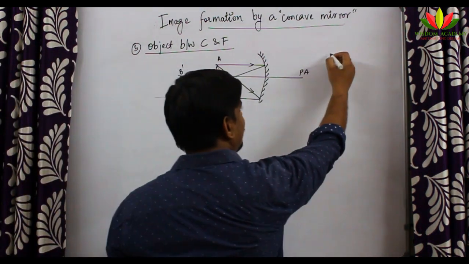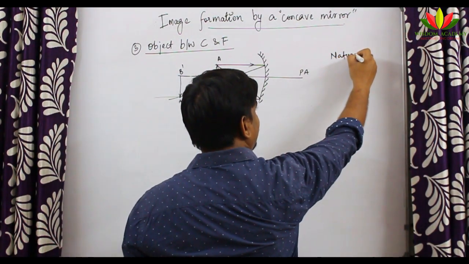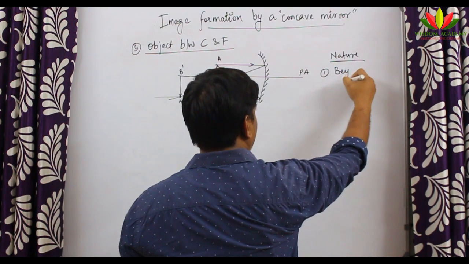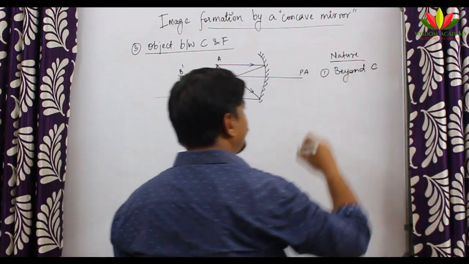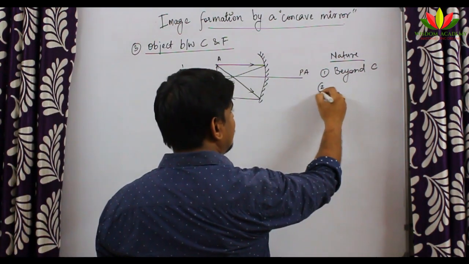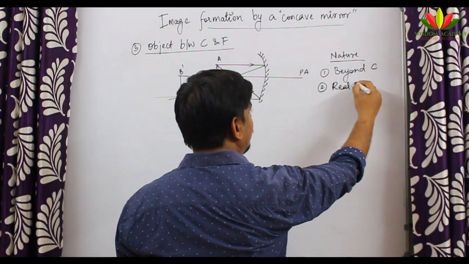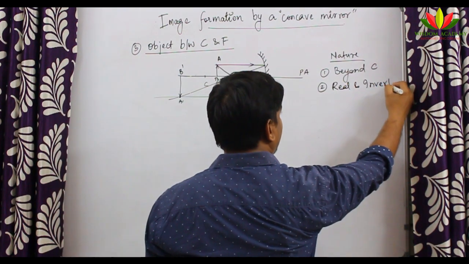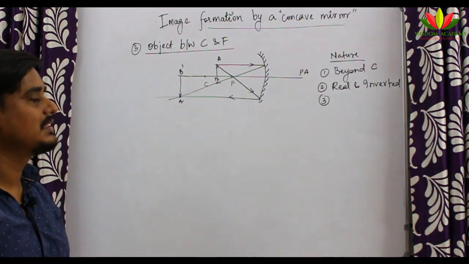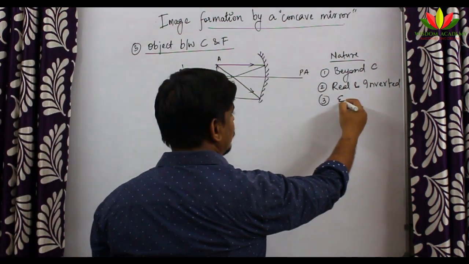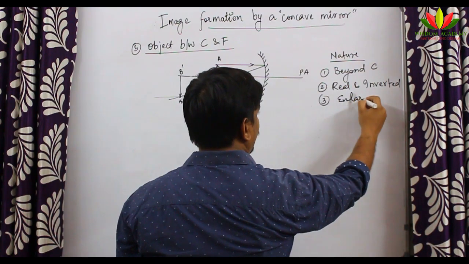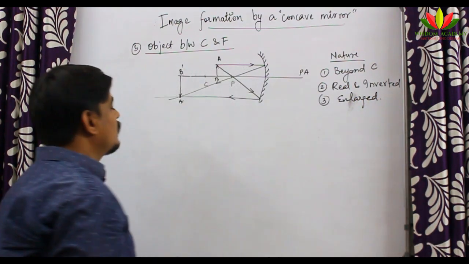So what is the nature of the image? If I want to write, the first thing is position. Position is beyond C. So when the object is between C and F, the image is formed beyond C. Second thing is its nature, again real and inverted, very clearly visible. And the third thing is its size, which is enlarged. So I can write it is enlarged. Now we will go to the next case.